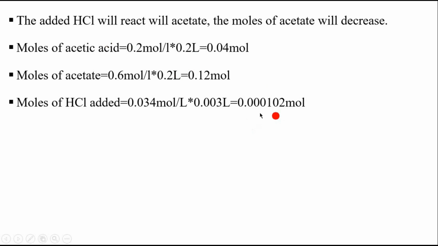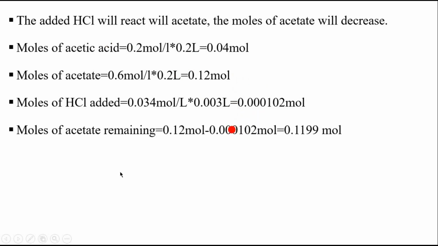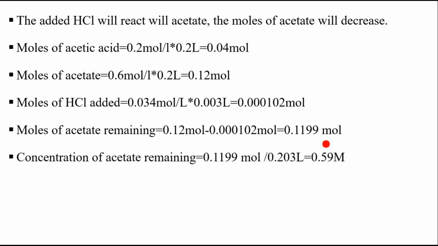That means the HCl will react with the acetate. So then we can determine the moles of acetate remaining by taking the initial moles of acetate minus the HCl added, the moles of H plus added. That gives the remaining moles of acetate ion. Then you can determine the concentration of acetate by dividing by the volume, which will be 0.2.